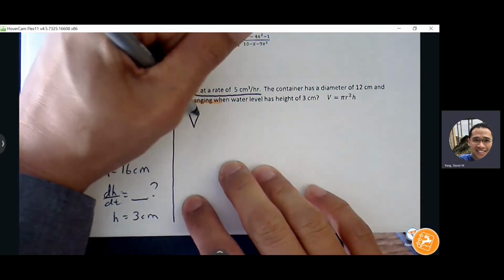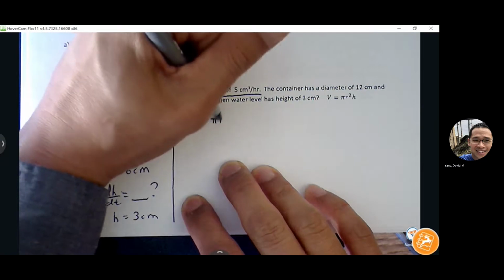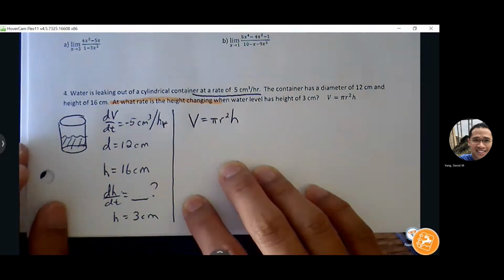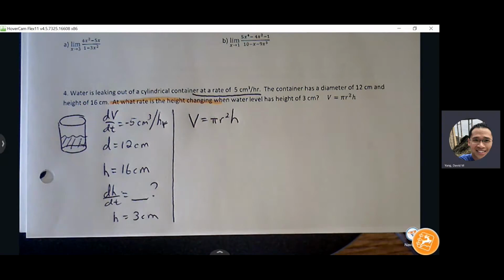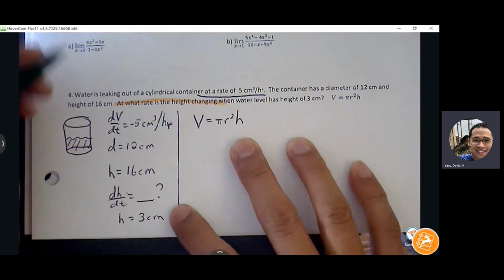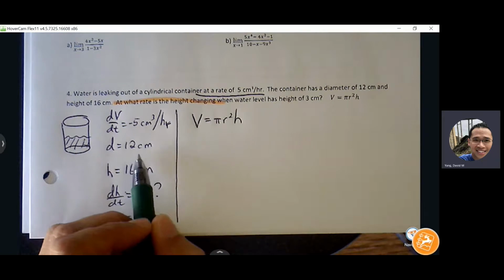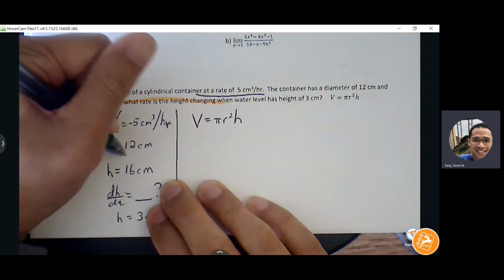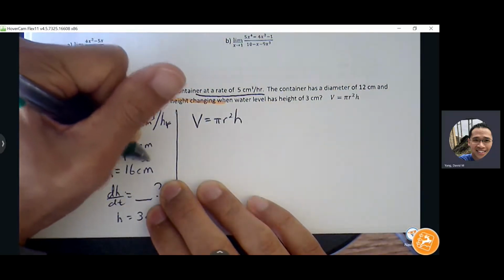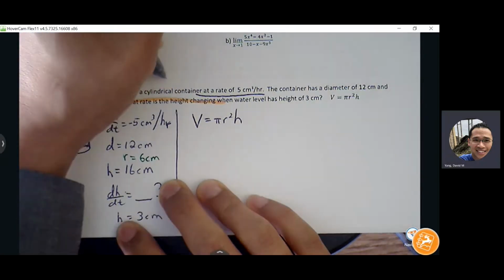Okay, here's our volume equation. What's the major difference between cones and cylinders for our related rates problem? The radius is constant. That is the big difference there. Now, they don't tell us the radius, but we can figure out that radius, right? What's our radius? 6 centimeters. The radius is constant.